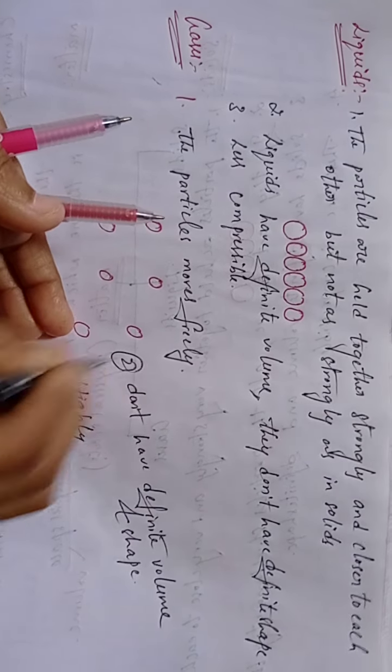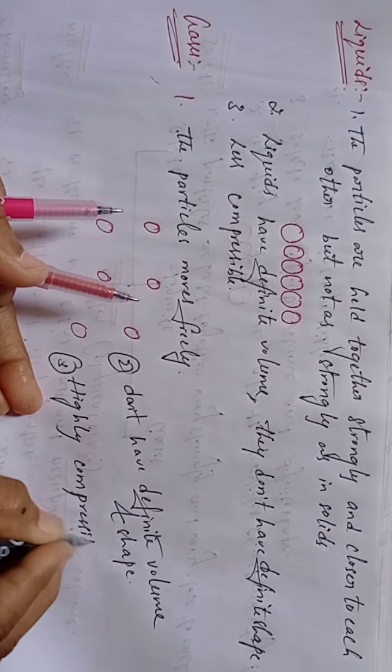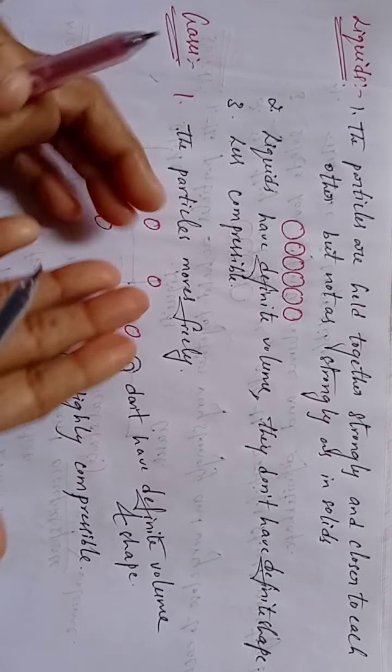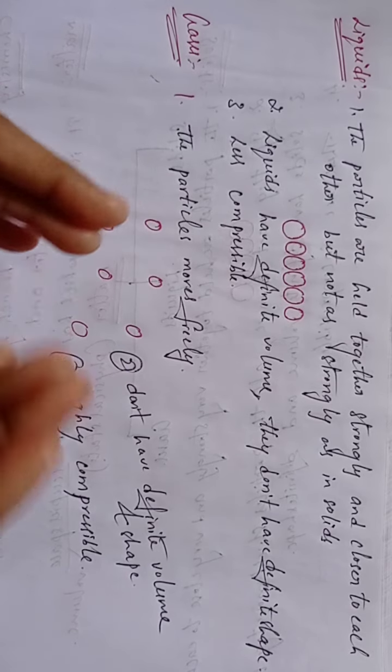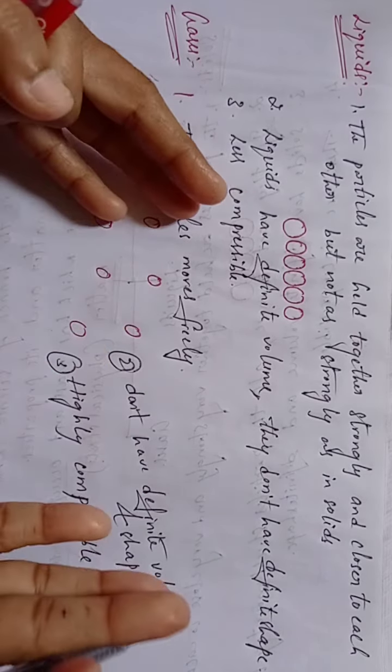What is the second point, students? They are highly compressible. They are highly compressible because there is more gap between the particles. So that's why these are highly compressible. When we apply pressure, automatically the volume will decrease.